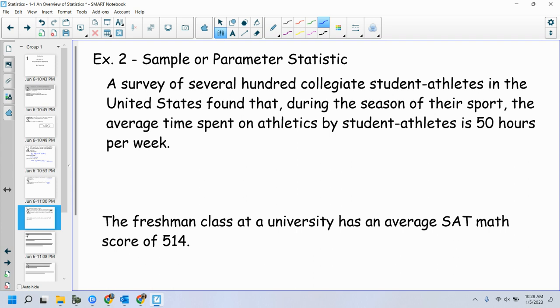A survey of several hundred collegiate student-athletes in the United States found that during the season of their sport, the average time spent on athletics by student-athletes is 50 hours per week. Let's read that one more time. A survey of several hundred collegiate student-athletes in the United States found that during the season of their sport, the average time spent on athletics by the student-athletes is 50 hours per week, more than a full-time job.